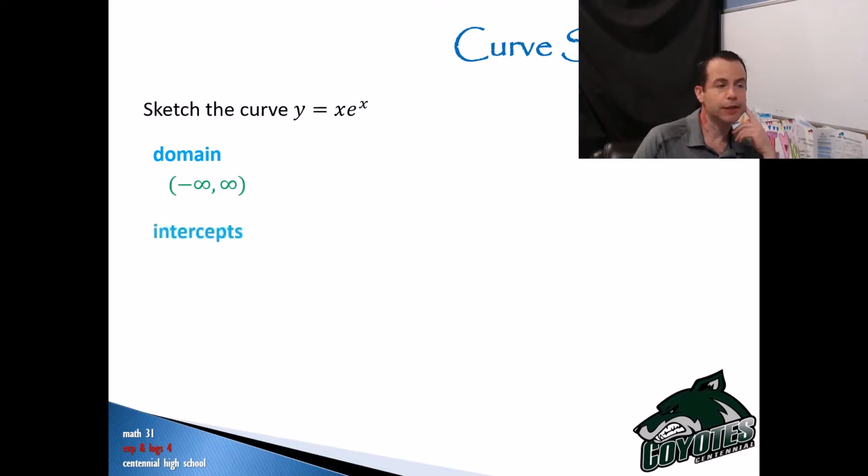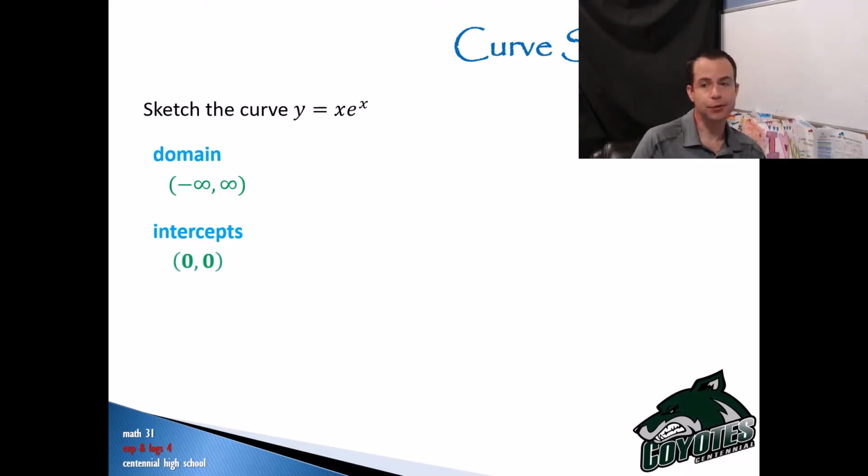Now we want to take a look at the intercepts. If I plug 0 in for x, I would end up with 0 times 1, because e to the 0 is 1. 0 times 1 is 0, which means I have the point (0, 0), which also tells me that's the y-intercept, right? Because the y value there was 0. So I have one intercept at (0, 0).